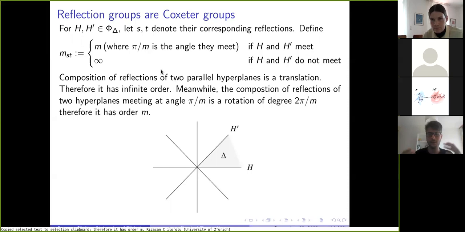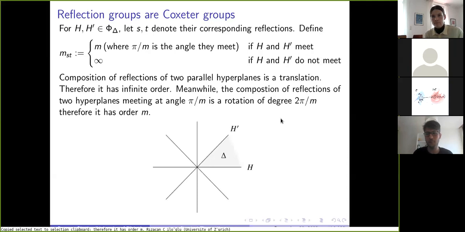So again, you'll notice that if there are finitely many walls, which is the case, this will define a symmetric matrix. Why? Because if ST corresponds to a rotation of degree 2 pi over m in one direction, then TS will just be the reverse direction. So it will still be a rotation of degree 2 pi over m, just in the other direction, so it will still have order m.